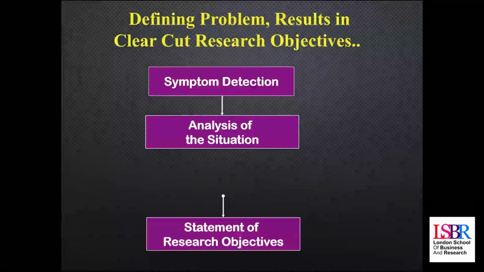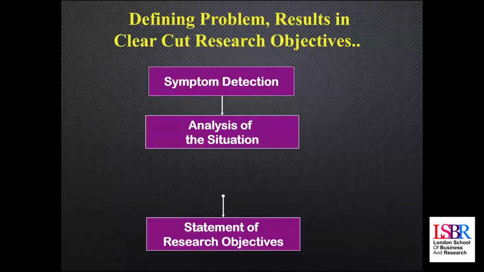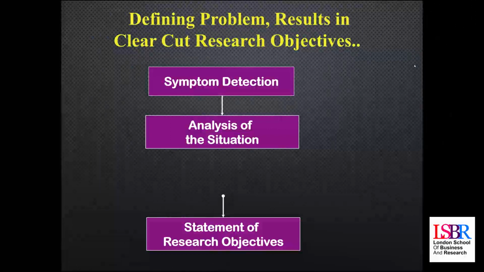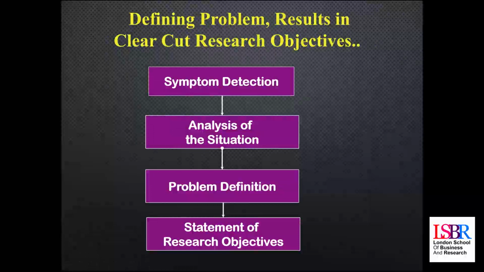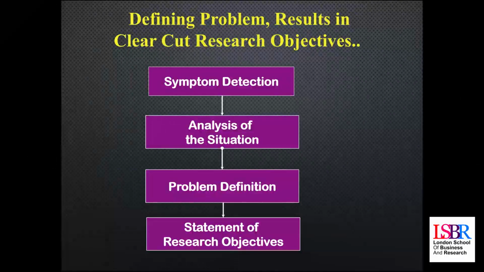So how do we get to where we want to be in research? Well, we've got to define the problem to get results and clear-cut research objectives. So what we do is we have what's called symptom detection. We detect what symptoms, what the issues are. We have to analyze the situation. But most importantly, we have to define the problem, okay? Once you've analyzed, it's all about defining the problem.